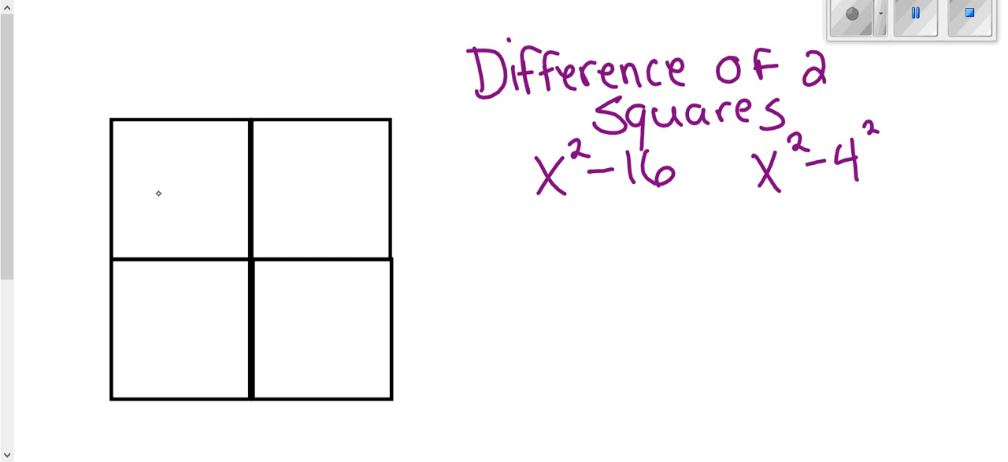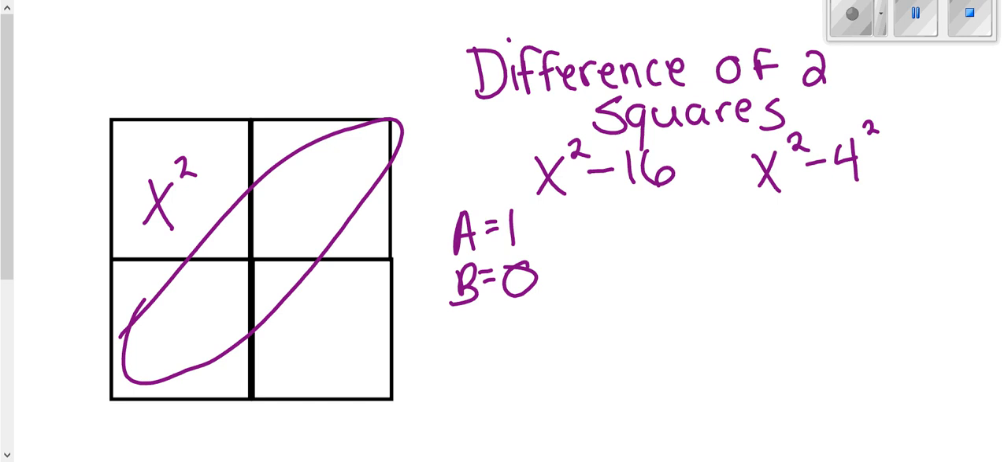So notice that my a value is 1, so I have x squared. My b value is 0, so these two numbers need to add to equal 0. And my c value is negative 16. So now I know that these two values will need to multiply to equal negative 16 and add to equal 0. To multiply to equal negative 16, I have 8 times 2, but that would not equal 0.